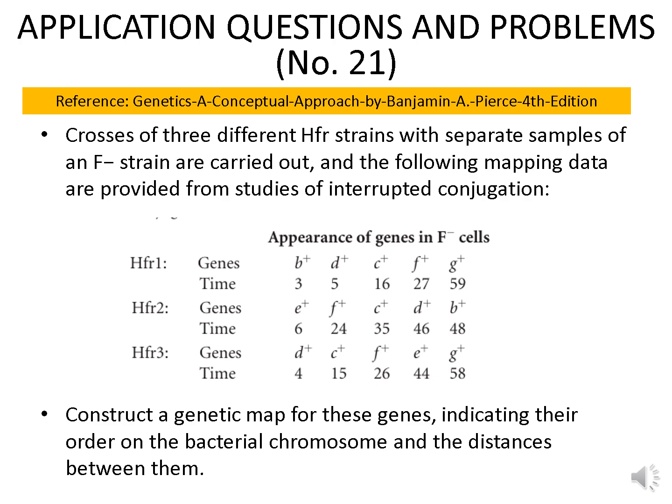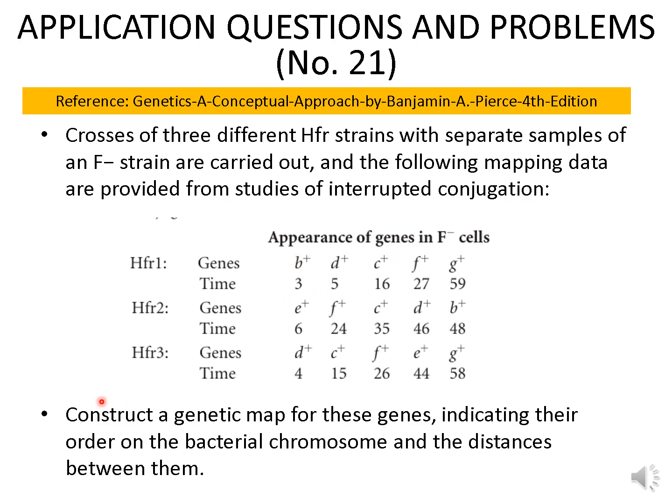The question states crosses of three different HFR strains with separate samples of an F negative strain are carried out, and the following mapping data are provided from studies of interrupted conjugation. Then the table is given, showing all three strains HFR1, 2, and 3, and the genes B, D, C, F, G. They are shown along with the time at which they appear in the F negative cell.